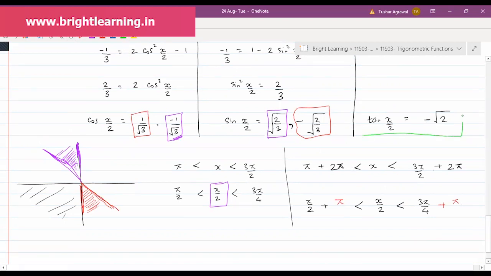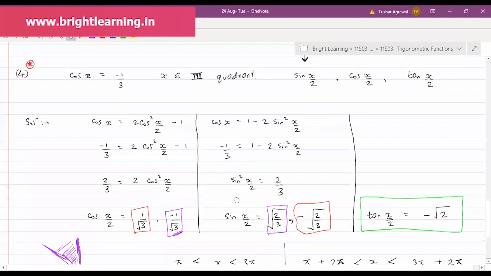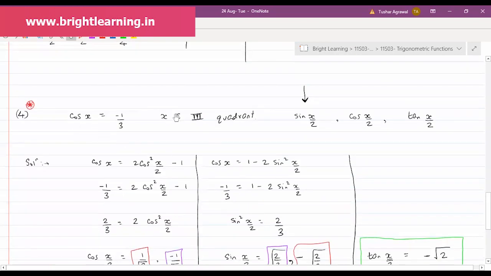No, sir. X is in the third quadrant. X upon 2 is not in the third quadrant. What did I give you? X belongs to the third quadrant, so tan of x will be positive. That is correct, what you said.